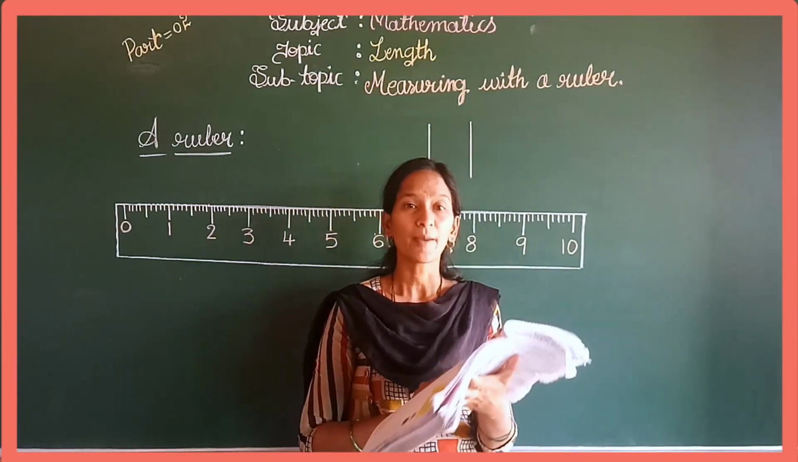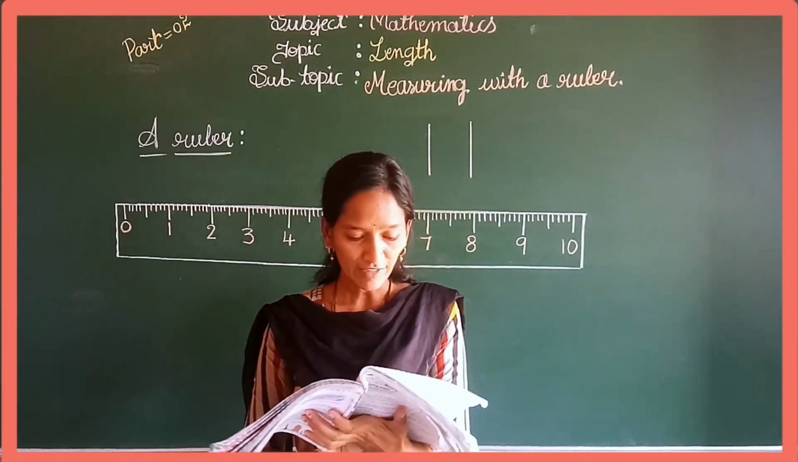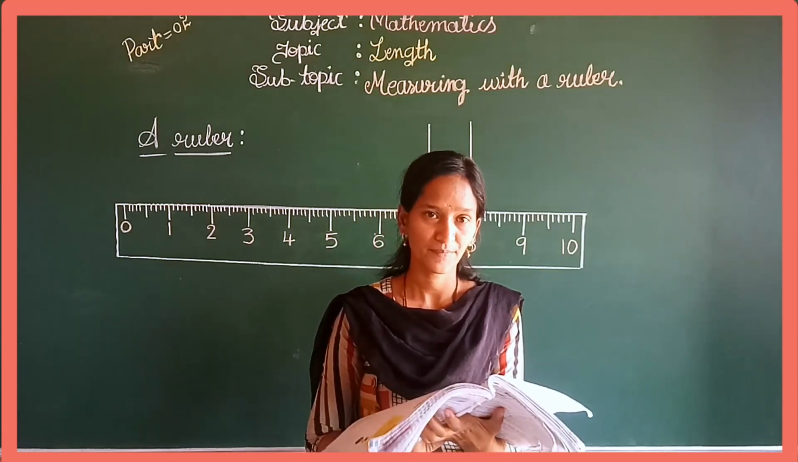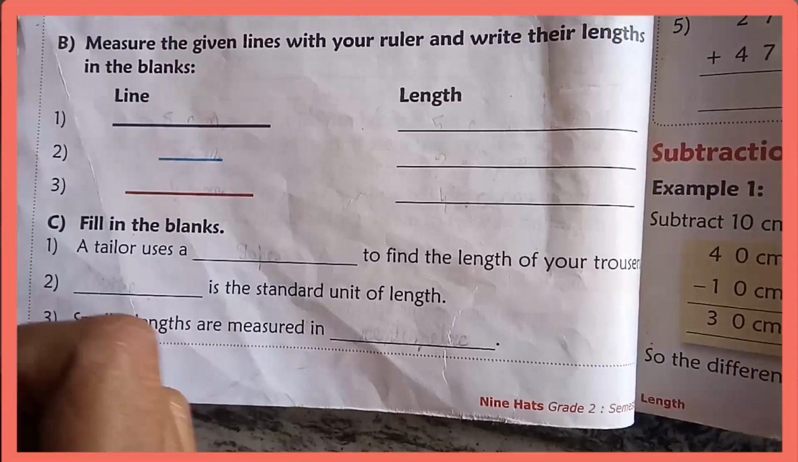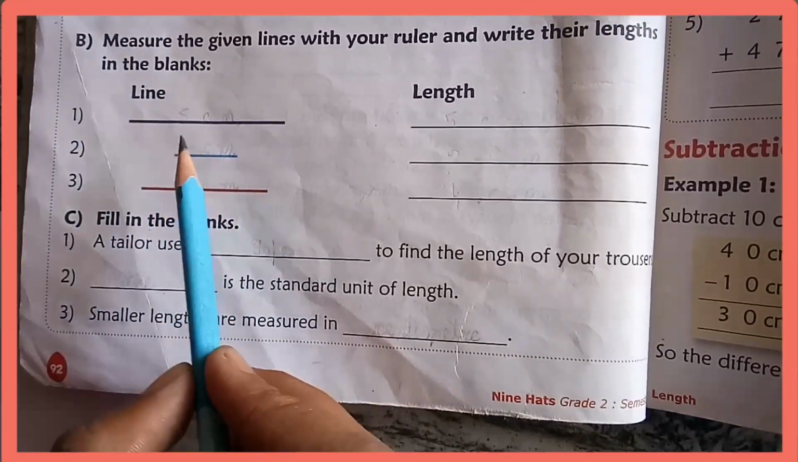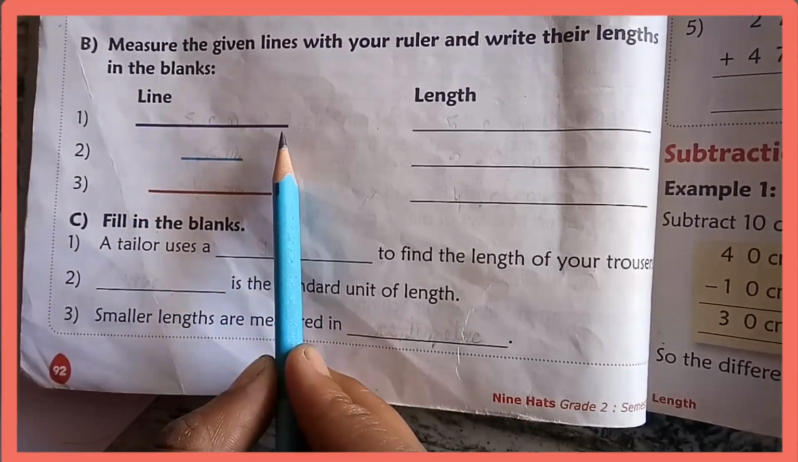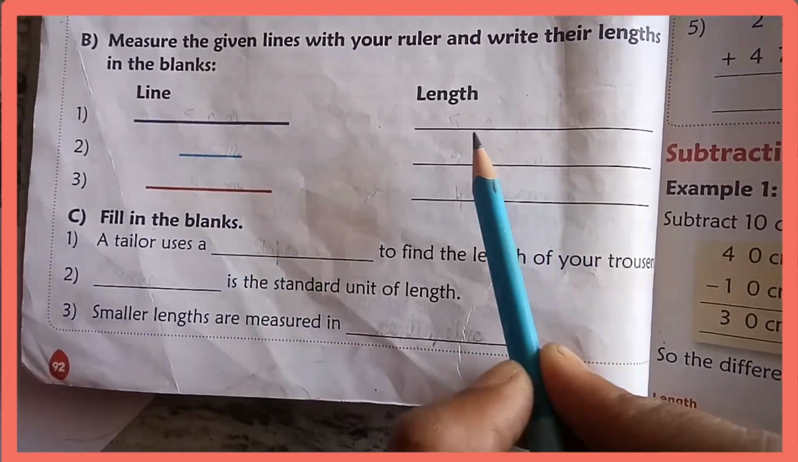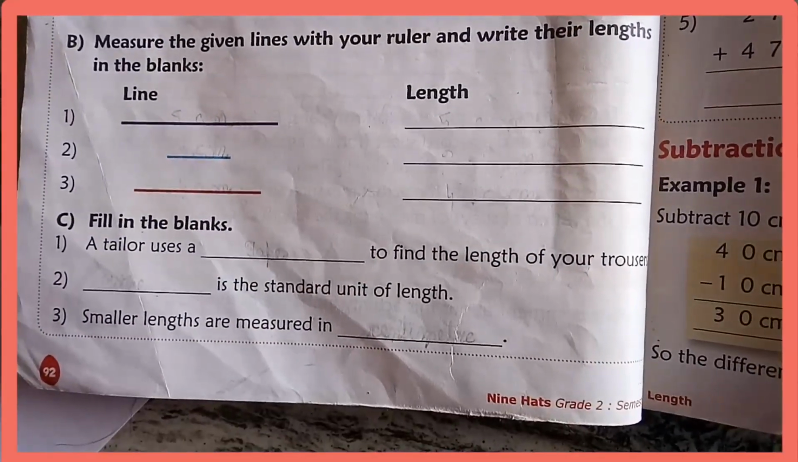Now come to the B main. Measure the given lines with your ruler and write the lengths in the blanks. So look here. Here they gave some lines, right? You have to measure the length of this line by using the ruler. After that you have to write it down in centimeter, right?